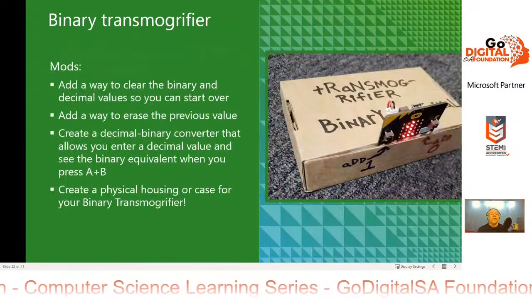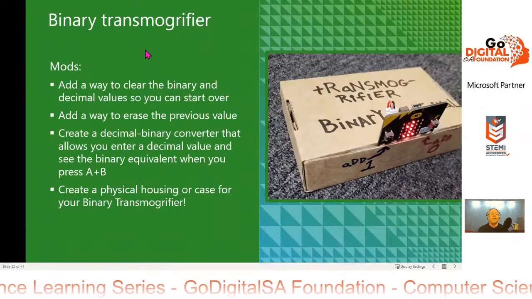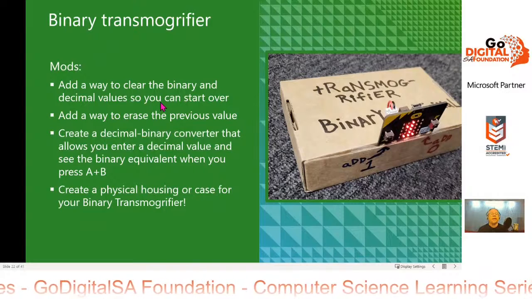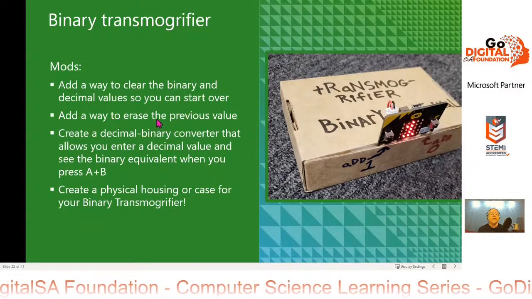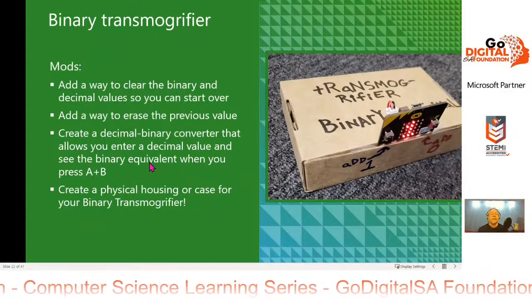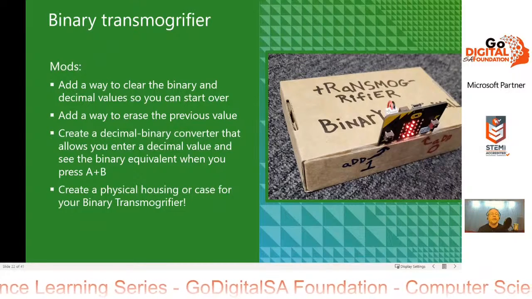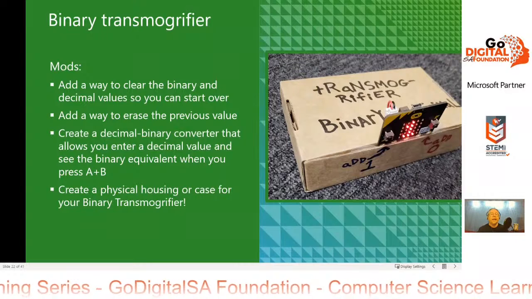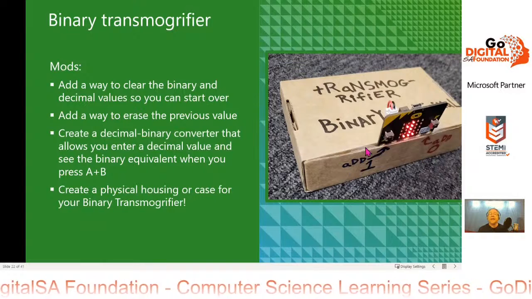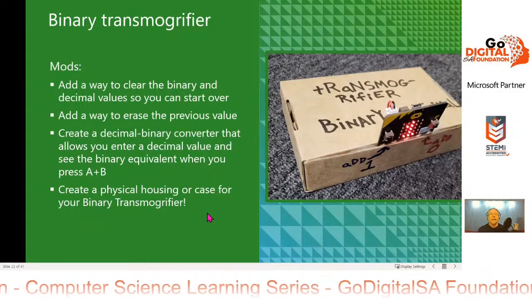Okay, and then these are just some modifications we can do once we've made our basic program. We add a way to clear the binary and decimal values so you can start over, add a way to erase the previous value, create a decimal binary converter that allows you to enter a decimal value and see the binary equivalent when you press A and B together, and create a physical housing or case for your binary transmogrifier. Okay, so you can make a box to hold the microbit.